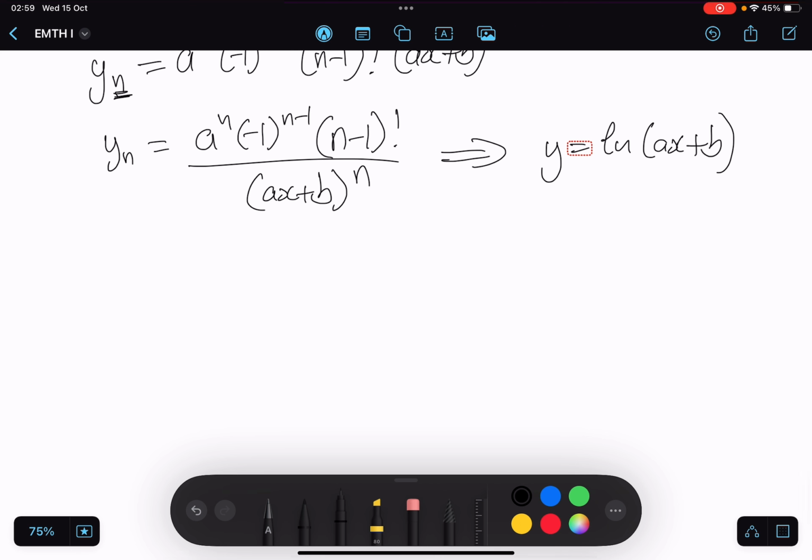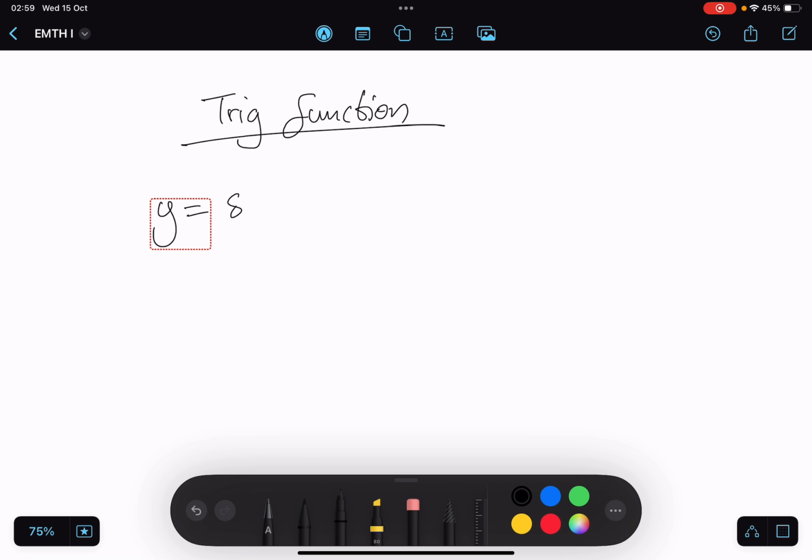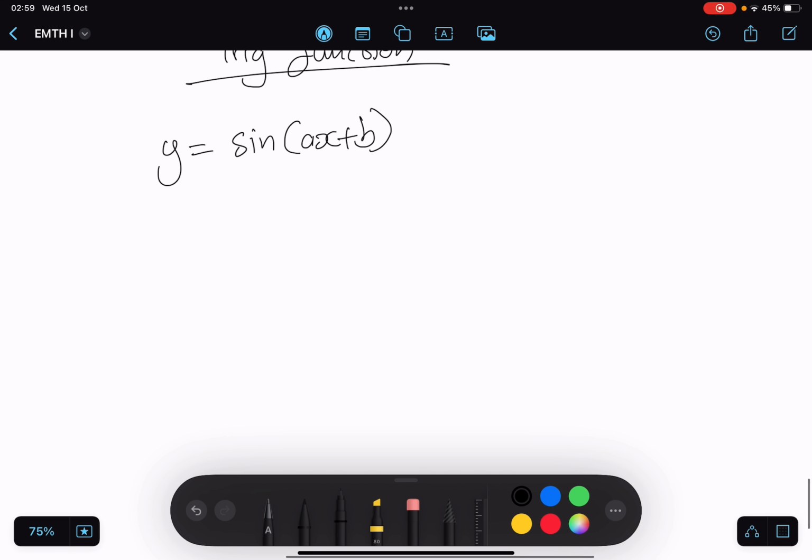And then now we also want to see how we can find the nth derivative for trigonometric functions. For trig functions, the derivation is also relatively simple. If you're given y is equal to sin(ax + b), right? And then from here, we're going to find y1, which is going to be a cos(ax + b), right? Differentiating sine, you get cos. Differentiating the function inside, you're going to get a, isn't it?